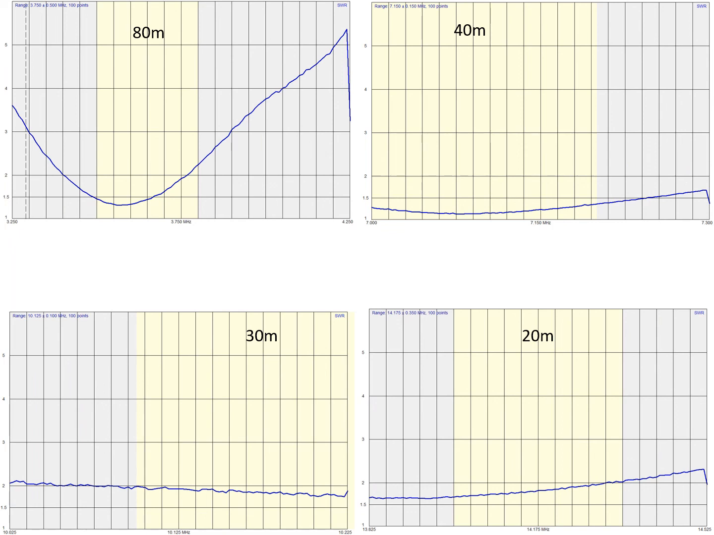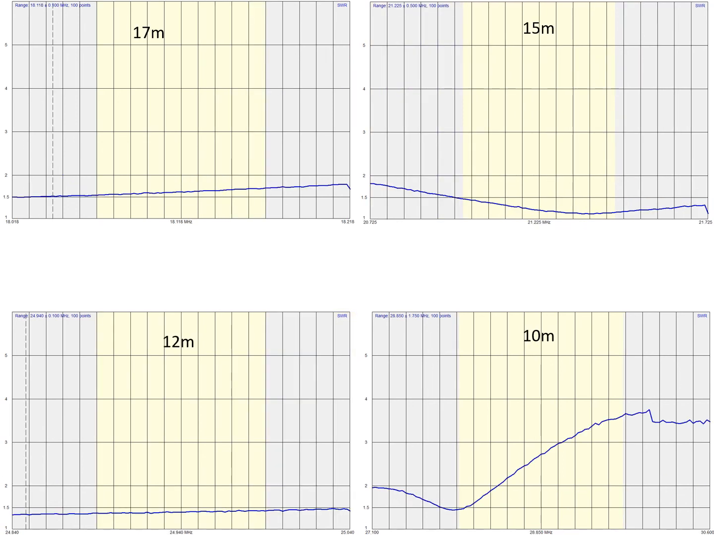And then this is from the same study, where I zoomed in to look at 80 meters. This is the standing wave ratio here on the left, the frequency on the right: 40 meters, 30 meters, and 20 meters. All that's looking pretty good. 17, 15, 12, and then 10. You see we're not in too bad a shape down here, but then the SWR starts climbing as we go up in higher frequencies.